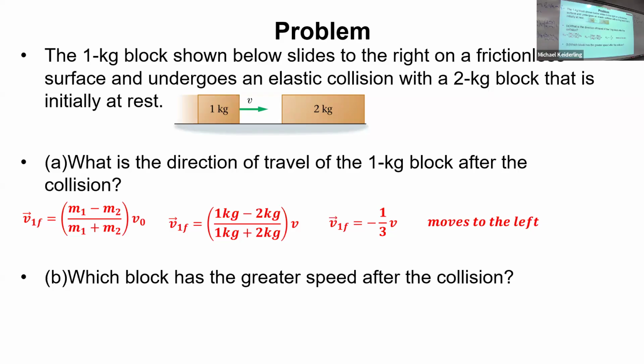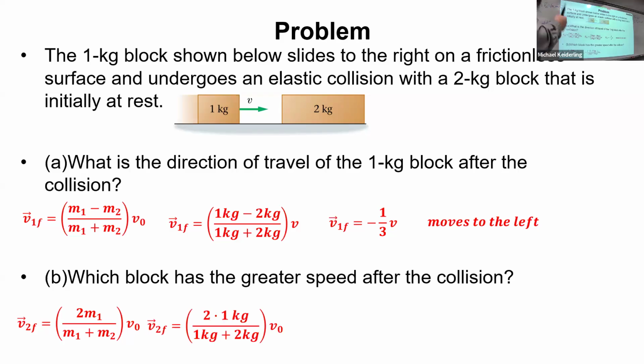Well, we know the speed of V1 is 1/3 of V, our initial velocity. We want to find the speed of V2. V2 final is going to be 2 times mass 1 over mass 1 plus mass 2 times V naught. So 2 times 1 kilogram over 1 kilogram plus 2 kilograms times V. Oh, it should be V. So V2 final will be 2/3 V, which is a larger speed than 1/3 V. So block 2 has the greater speed. Let me fix those real quick.